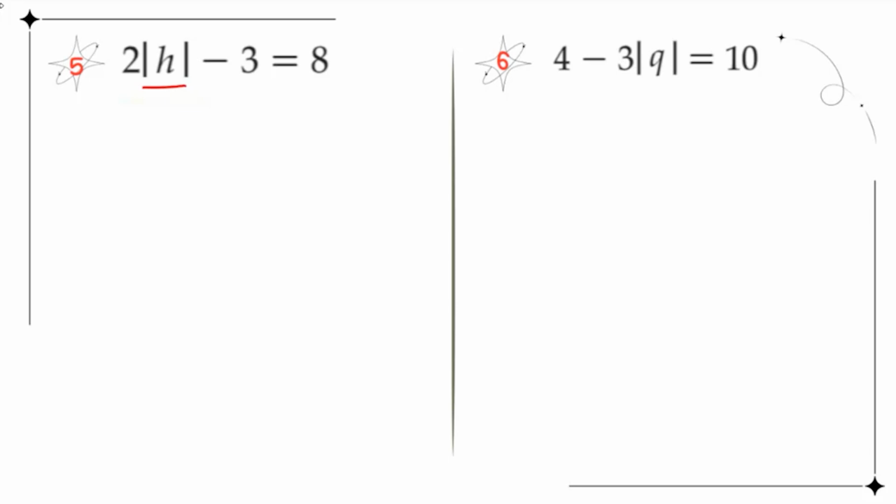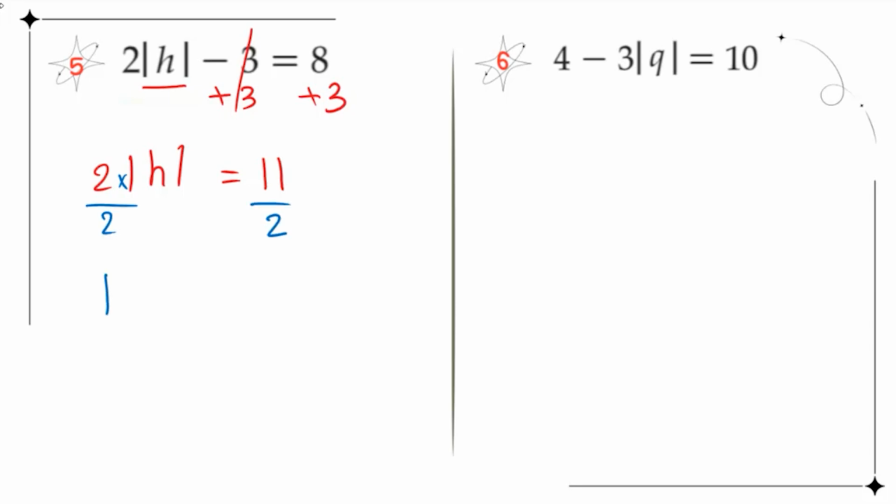We cancel any number outside. We start with 2 or minus 3. We start to cancel minus 3 by plus 3, plus 3. Then 2 absolute value of h equals 3 minus 3, which is 0. Then here 8 plus 3 will be 11. Now our problem here, we need to cancel absolute. Also we need to cancel 2. But like we said before, we need to cancel the farthest. This 2 is multiply. To cancel multiply, we do divide. Then we say h equals 11 over 2.